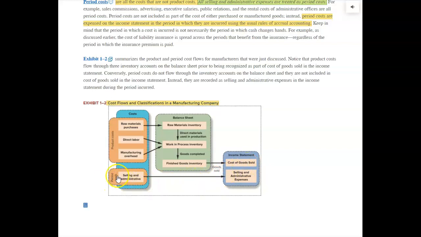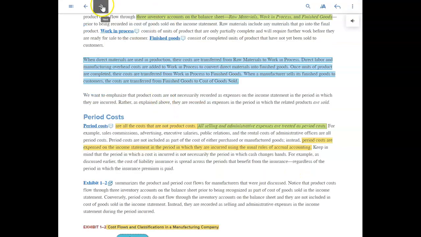All the period costs, selling and administrative, go straight to the income statement. They do not go into these inventory accounts. So they go straight to the income statement. So very good example right here. Next page.